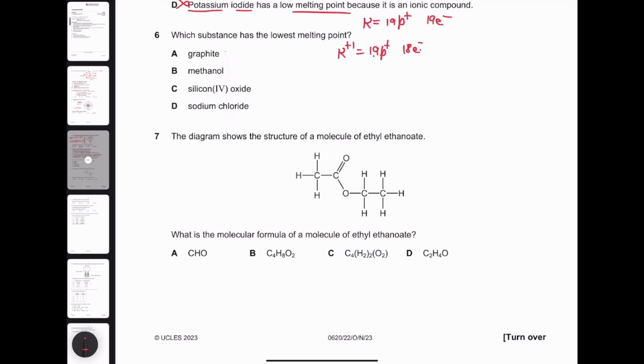Which substance has the lowest melting point? See, graphite high, silicon oxide high, sodium chloride ionic compound high. Methanol is a covalent compound. They generally have low melting point. So the answer is B.